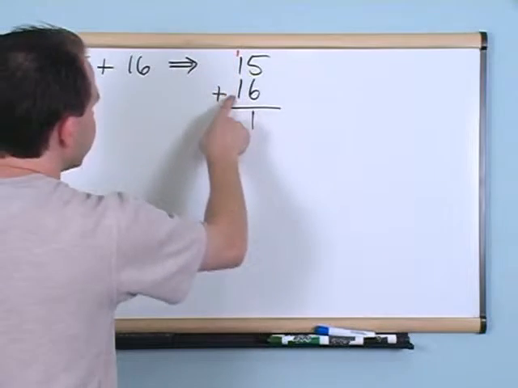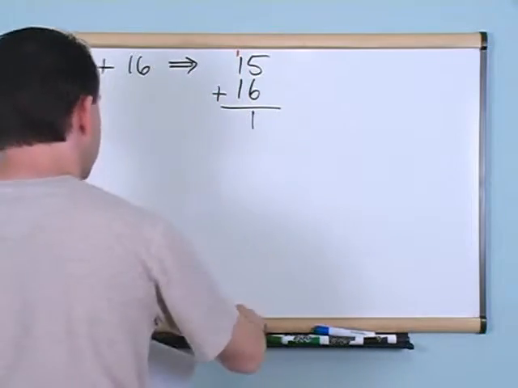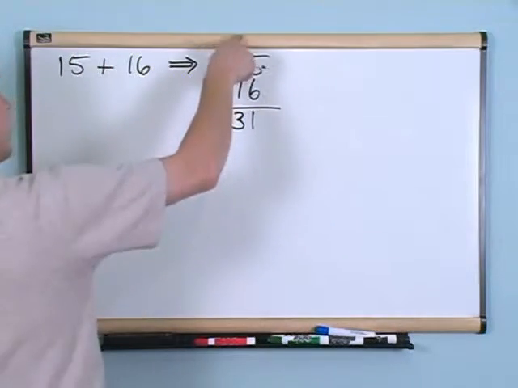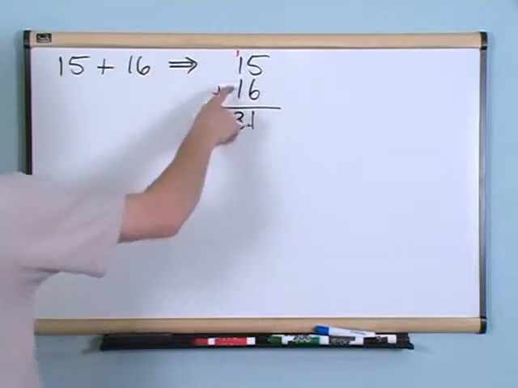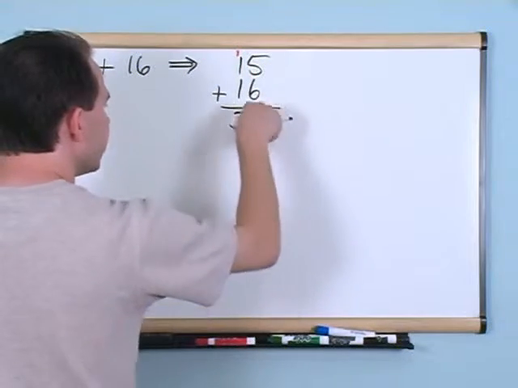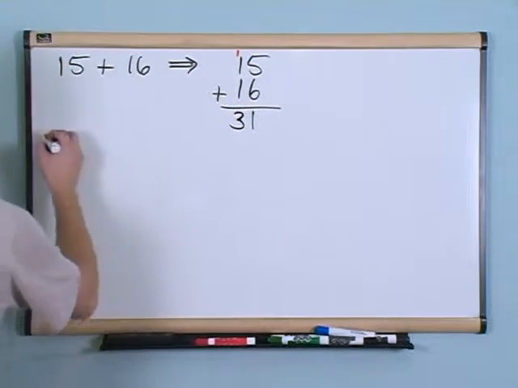Now I just have to add this column. 1 plus 1 plus 1 gives you 3. So when you write your digit down up here, you have to make sure and add it in like this. So you're going to get 31. So 5 plus 6 is 11. Put the right digit down, put the left digit up here. 1 plus 1 plus 1 gives you 3, okay?